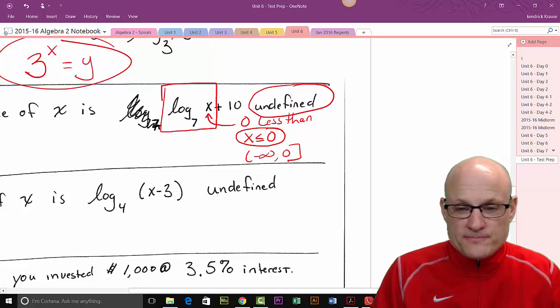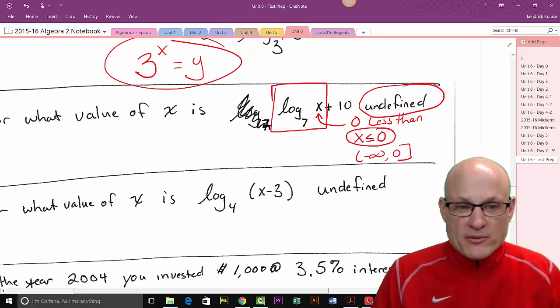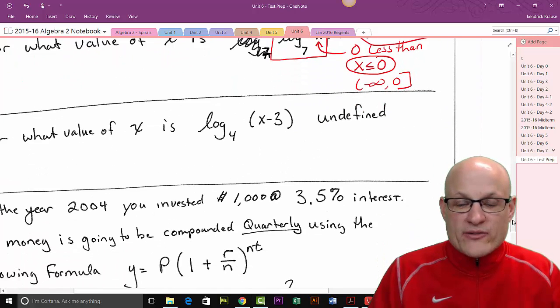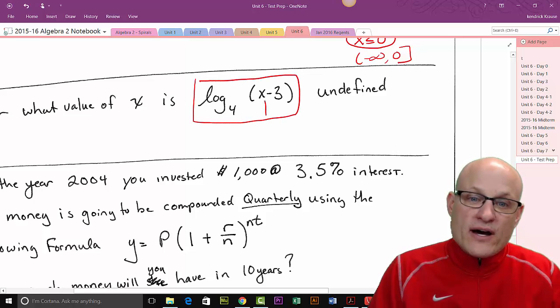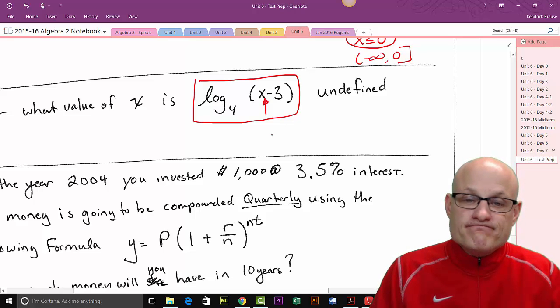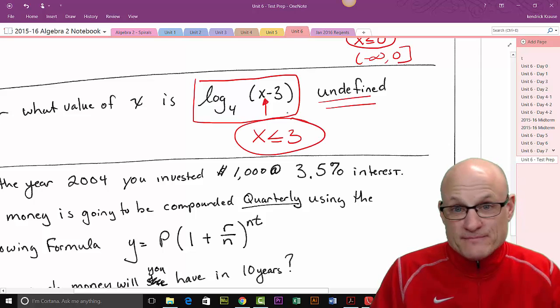Now let's look at this problem. This problem's a little bit different. This one says, when is this thing undefined? Well, now this whole thing is the logarithm. So what value here would make this undefined? X equals 3. So when is it undefined? When x is less than or equal to 3. All right, kind of tricky questions.